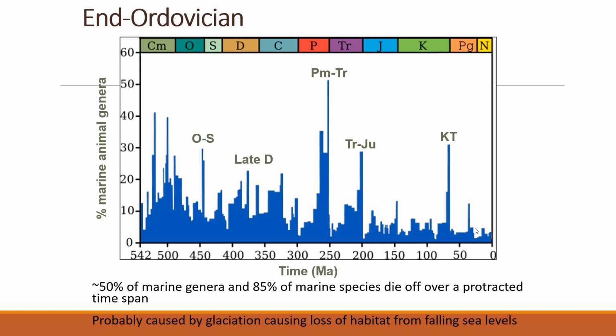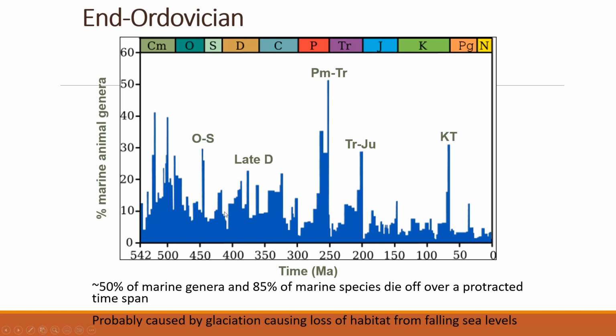So this chart is showing us the periods at the top. So Cambrian, Ordovician, Silurian, Devonian, and so on. Time is at the bottom. We have the percent marine animal genera. A genus is the grouping between species and family. It's species that are closely related, but below the family. So we're looking here at the number of marine genera, so groups.